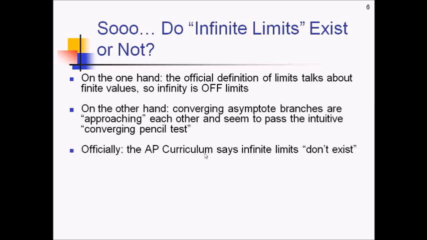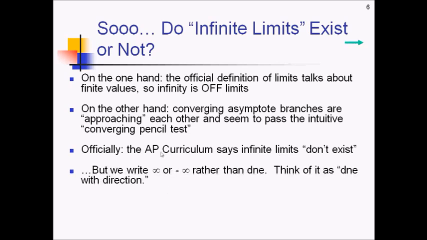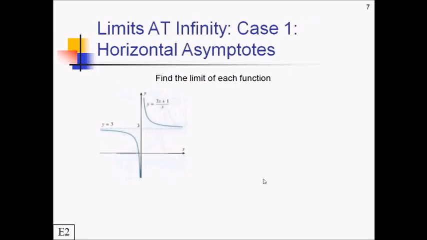The AP curriculum says that infinite limits don't exist. That's the official word here. If you're asked if an infinite limit exists, the answer is no, according to the AP graders. Having said that, we still write positive or negative infinity instead of DNE for the converging infinite limits. You could just think of this as DNE with direction. It's a little bit better than just writing DNE and throwing up our arms, but it still doesn't technically exist as a limit. Let's take a look now at limits at infinity.